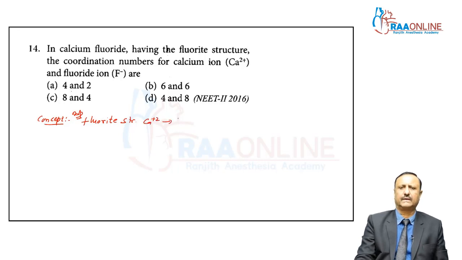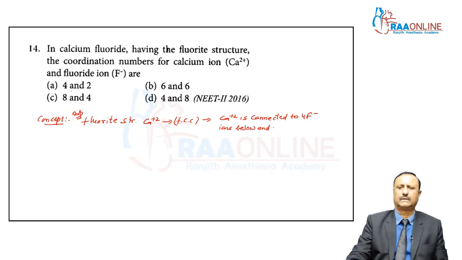Calcium ions are in FCC. So, my dear students, the Ca2+ ion is connected to 4 fluoride ions below and above. So, coordination number is equal to 8. 4 are connected above for this Ca2+ ion, and 4 are present below. So, the coordination number of Ca2+ ions is 8.